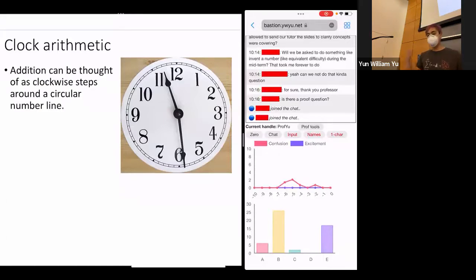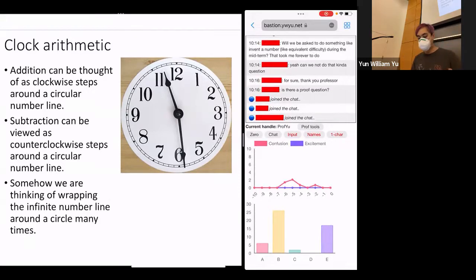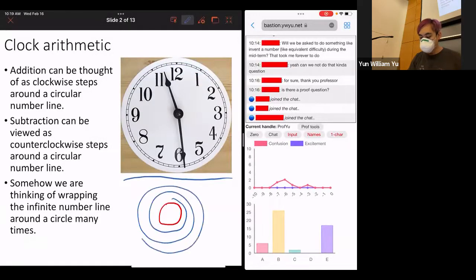So as we discussed, addition can be thought of as clockwise steps around a circular number line, and subtraction can be viewed as counterclockwise steps around a circular number line. The basic idea is that we're thinking of wrapping the infinite number line around the circle. If you have your circle, we're taking the ordinary number line and wrapping it around many, many times. That's the basic idea behind what we're doing.